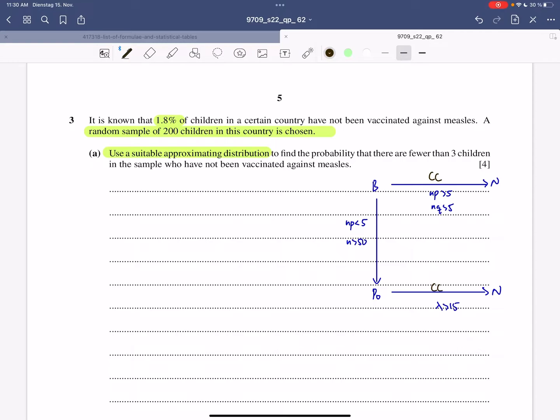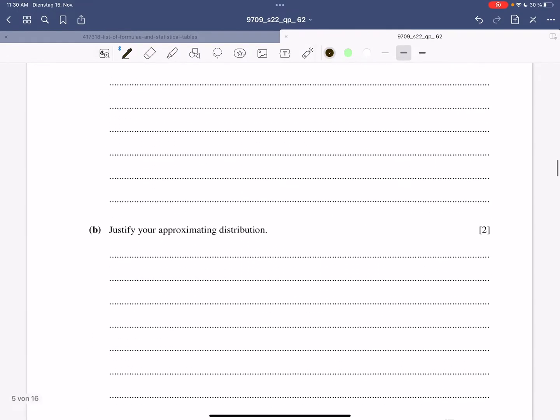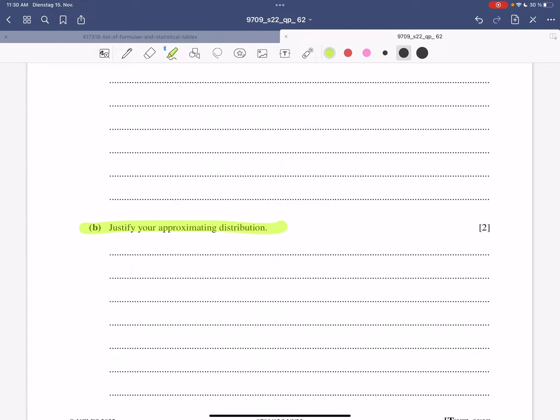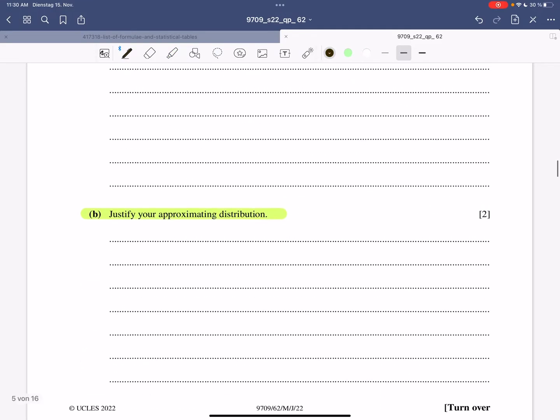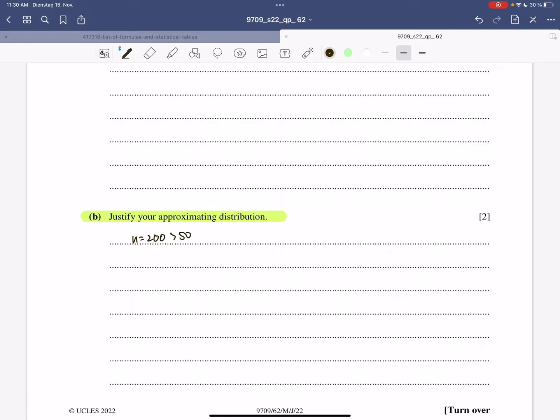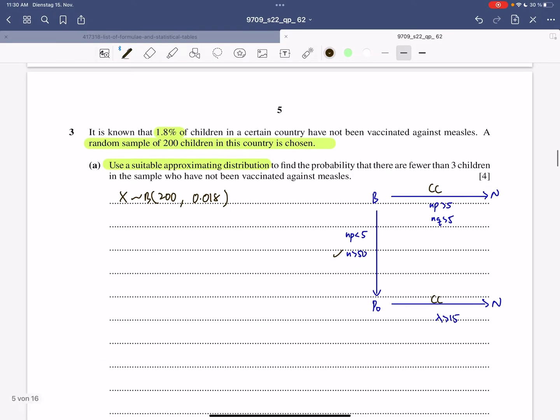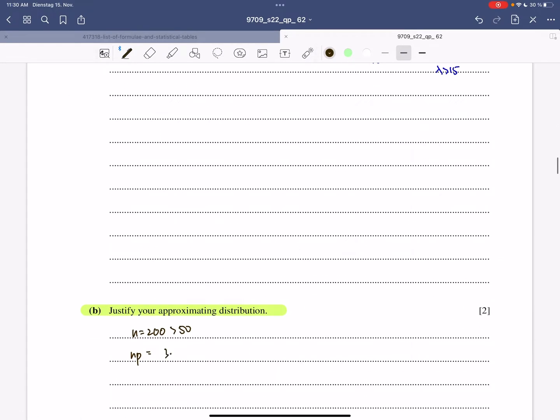So let's see for this question which approximation we have to use. This is binomial, n is 200 and the probability of success is 1.8%. I write it as a decimal: 1.8 divided by 100, you will get 0.018. So n is 200, which is more than 50, right? And let's find np: 200 times 0.018, you will get 3.6. 3.6 is less than 5.